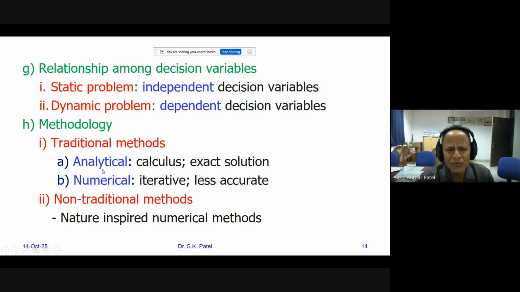So we will discuss both. To start with, we'll first discuss the fundamental analytical method. Then we'll discuss the numerical method in today's class. Then recently, many nature-inspired numerical methods have been proposed by researchers, like genetic algorithm, simulated annealing, particle swarm optimization. These are all non-traditional methods. These are all based on natural phenomena occurring in nature, how the objectives are optimized.